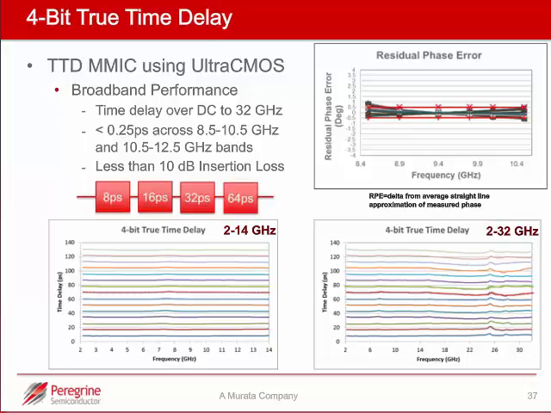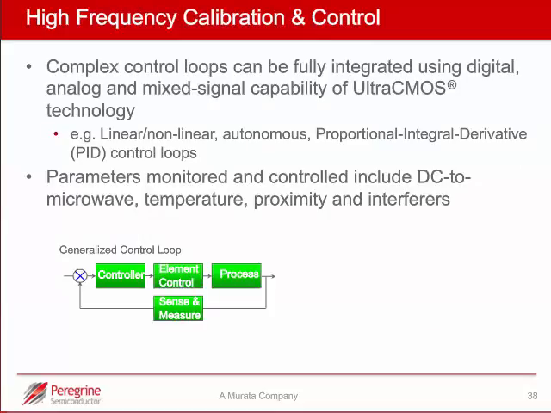All right, so coming into the topic of calibration and control, again, similar to what was shown with the core chip, because we are fundamentally a CMOS environment technology, the ability to implement complex control loops becomes quite feasible. We can implement any sort of control loop from linear to nonlinear, fully autonomous, or something that works with inputs that are proportional or integral or derivative of that input. So you can do a very complex loop. And parameters that could be monitored include everything from DC to microwave, environmental parameters such as temperature, impedances, and then also even frequency aspects. What's next to us in terms of interferers, and are we close to something that's causing a reflection and so forth.